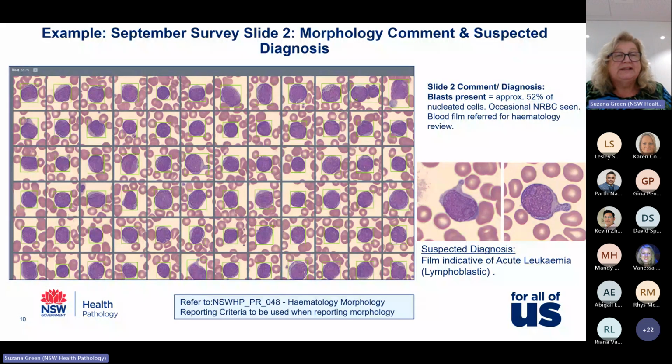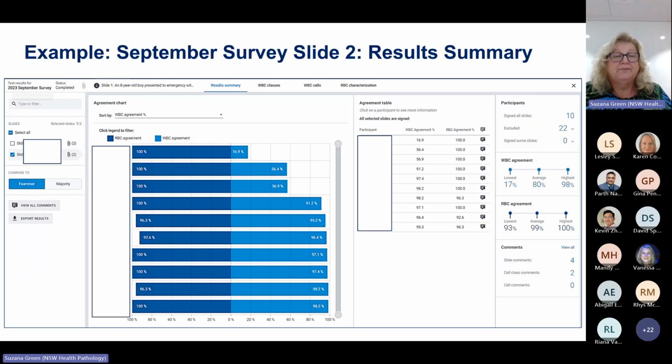So in this particular instance, there was an example of an ALL. The comment would have been that blasts were present. We counted about 52% in this case. There were some occasional nucleated reds. Nucleated reds aren't captured in the red cell characterization, so we expected them to at least mention them in their morphology comment, and that it would be reviewed by a haematologist, again, according to our reporting criteria.